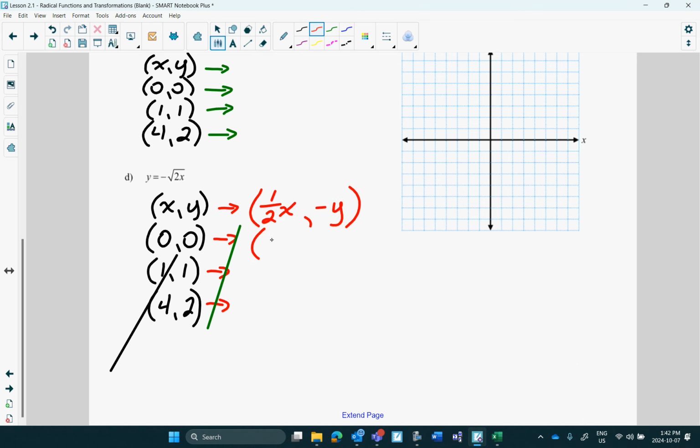So let's say 0, 0. This becomes half or 0.5, -1. And this becomes 2, -2. So 0, 0, 1/2, -1, 2, -2. And it's going to look like that. Okay. Remember, always graph it when you do your points. Graph it from left to right. Be consistent.